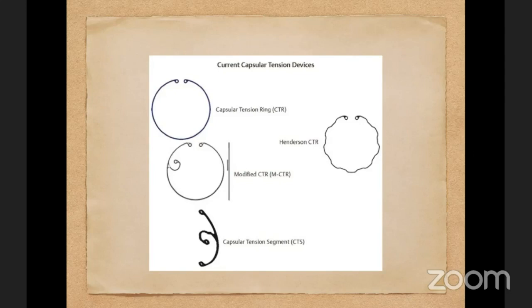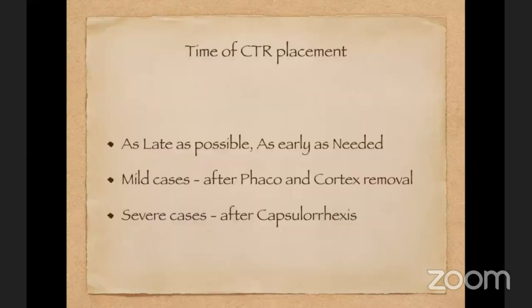Henderson CTR ring gives the advantage that cortical cleaning is easier because of the undulations it has. So modified CTR ring is used if we have more than 4 clock hours of zonular dialysis. To put the CTR or Cionni ring, we need an intact anterior capsule margin, and we need that there is no tear in the posterior capsule. But in case we have an anterior capsule tear or a posterior capsule rupture, CTS can be used. So this is another advantage of capsular tension segment.